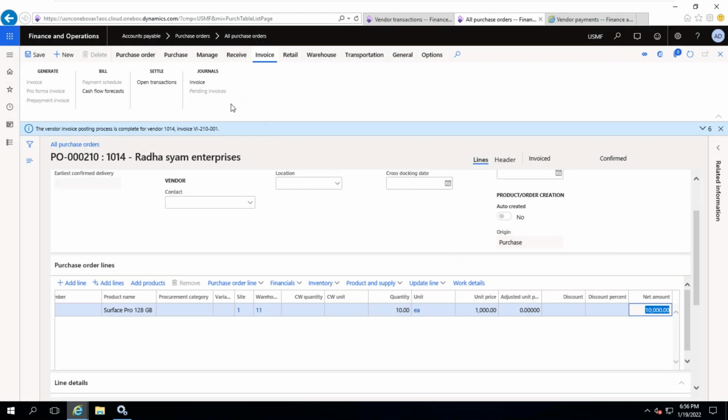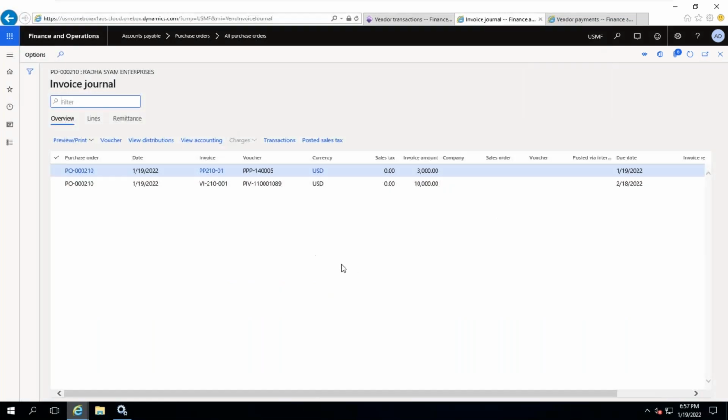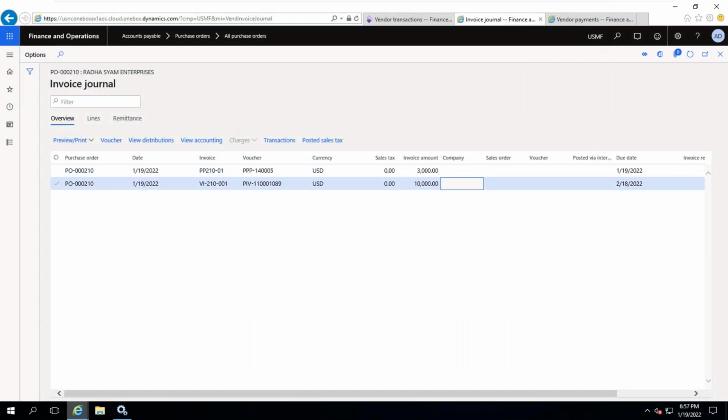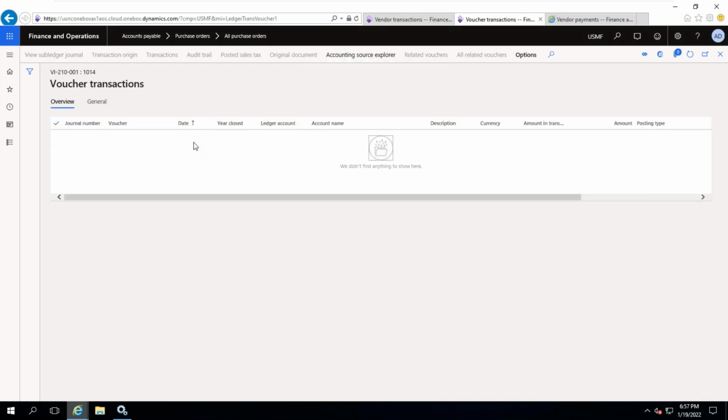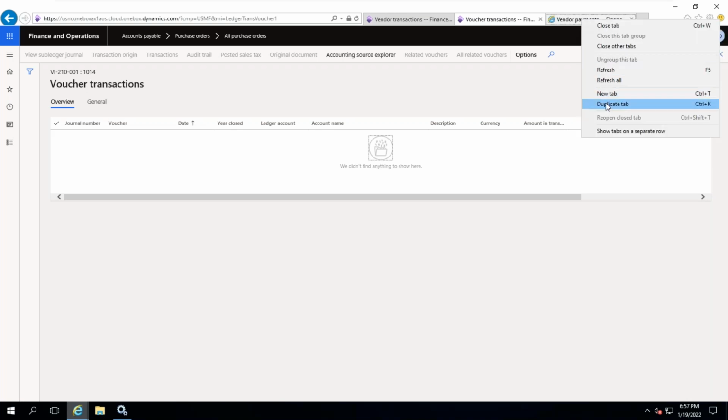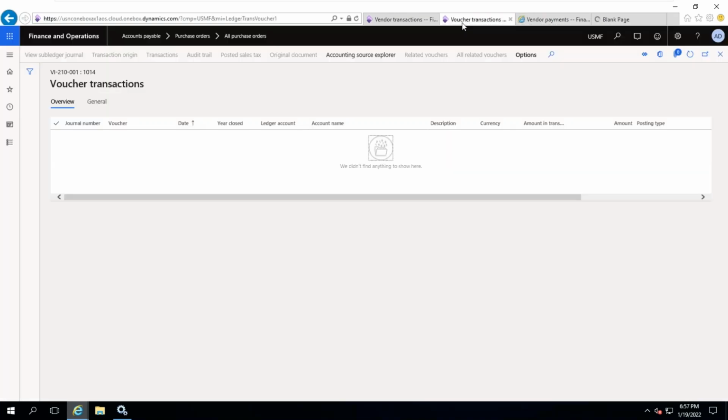Now look at this one. If you verify the invoices, now look at this one, 10,000 was generated. But if you verify the voucher, the voucher is not showing. You know the reason, where it is available? The voucher is not showing. Where do I have to go?